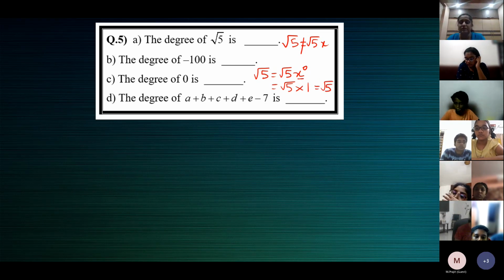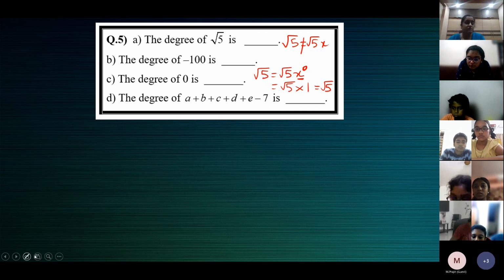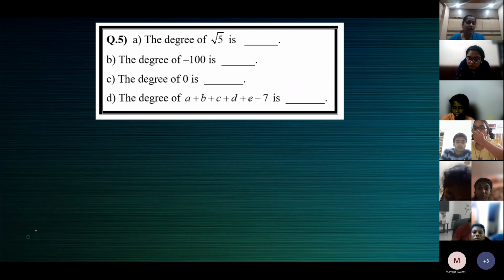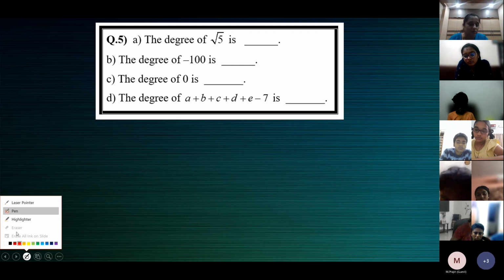So now what's the variable here? X. What's the power? 0. So what's the degree of root 5? 0, ma'am. Yeah, in general, the degree of a constant polynomial is 0. What is a constant polynomial? All real numbers other than 0 are constant polynomials.